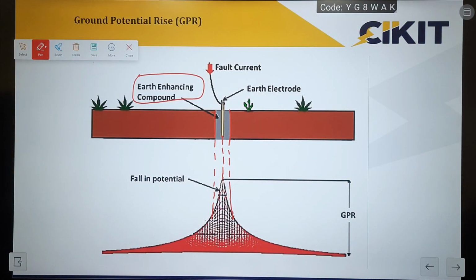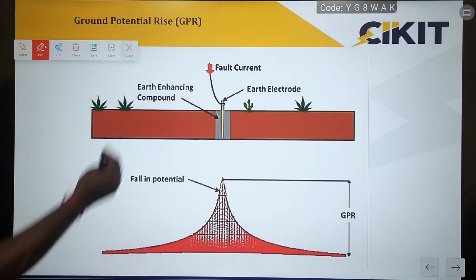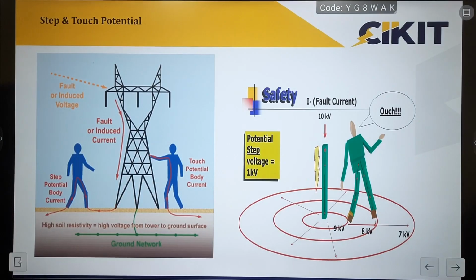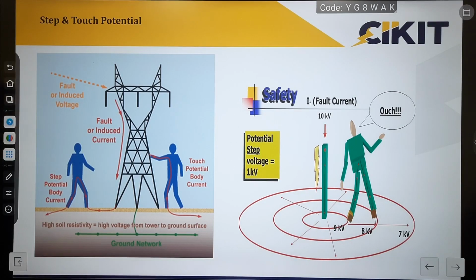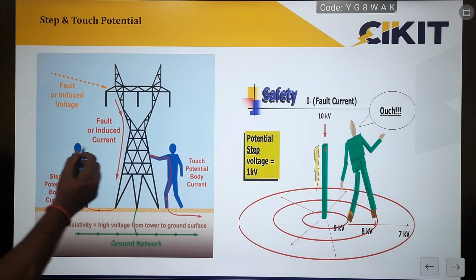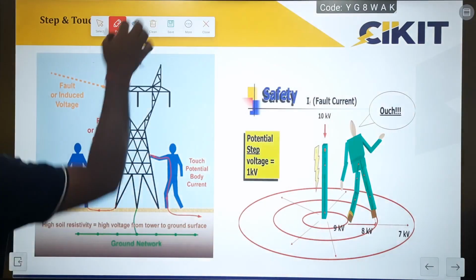So at the time of discharge, the entire ground potential itself will be increasing. So because of this increase in ground potential, there occur two effects. One is called step potential and another one is called touch potential. So the touch potential is nothing but if I am touching a metallic structure which carries a current, then some part of this current will be flowing through our body.